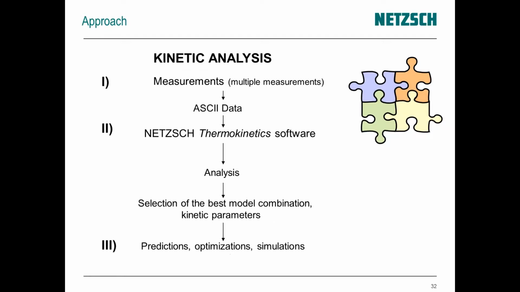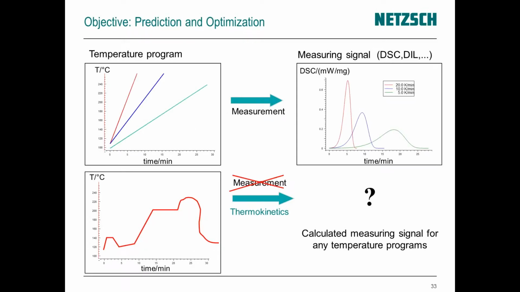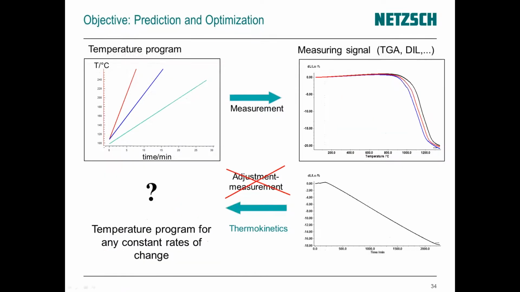So one way is to have a temperature program and you measure the signal like DSC or dilatometer, thermal expansion, or the other way is you have, for example here, a more complex temperature program, you use thermokinetics, and then you can calculate the measuring signal. Or the other way around is you know how your sintering should take place, at which sintering rate. If you now have no RCS available, you could perform several measurements to adapt this sintering rate, or you go to the thermokinetics and then you get the temperature program for any constant rates of change.